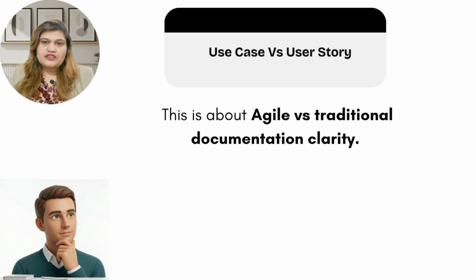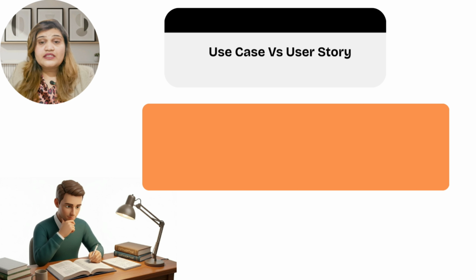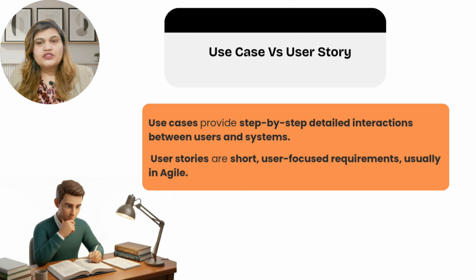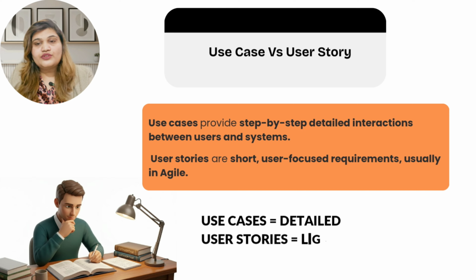Use case versus user story. Many candidates mix this up. This is about agile versus traditional documentation clarity. Here's a strong answer. Use cases provide step-by-step detailed interaction between users and systems. User stories are short, user-focused requirements, usually in agile. Here's a pro tip. Say use cases are detailed and user stories are lightweight. Keep it simple and precise.